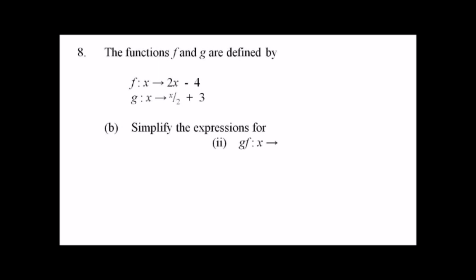That's part 1. Now we get 8b, part 2. Simplify the expressions for gf of x, composite function. And again, I'll repeat what you have to do. So gf of x, find the expression for f of x, which is 2x minus 4. Put that whole thing in to g of x. Wherever you see x, you put 2x minus 4 and work it. You have to do a little bit of algebra, but that's what you have to do. And then simplify your answer, and you'd get an expression. Got it? Yeah, you should by now. You've had a couple of these composite functions.